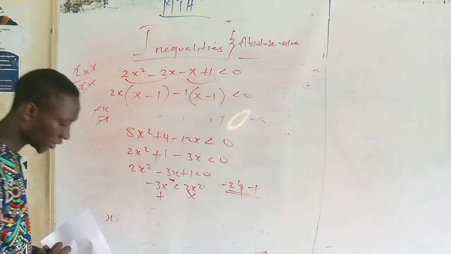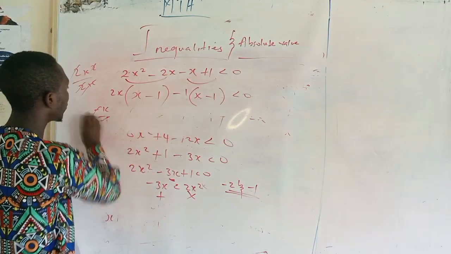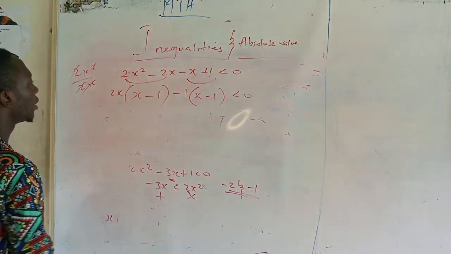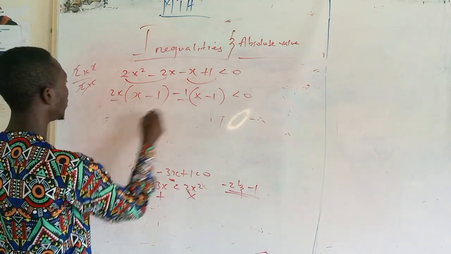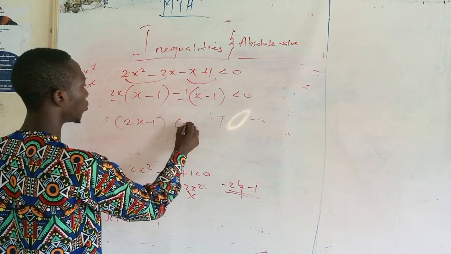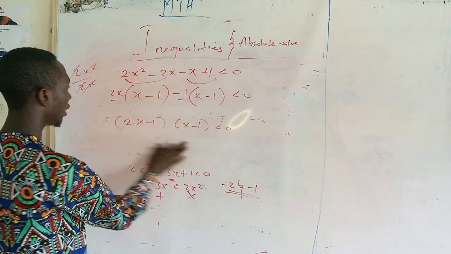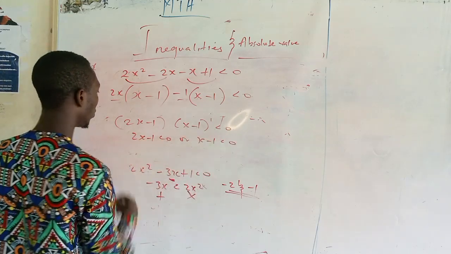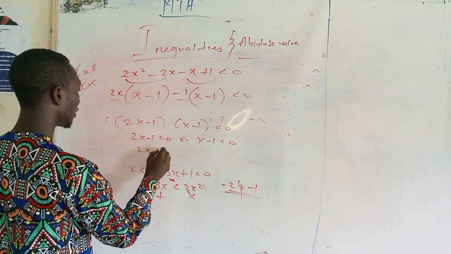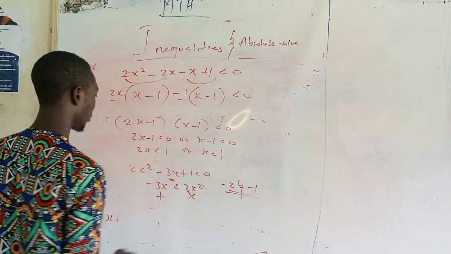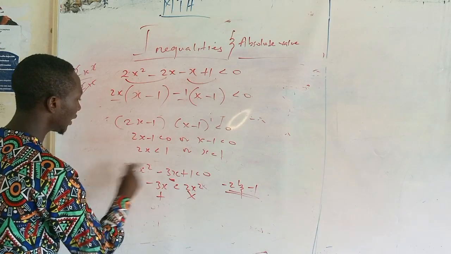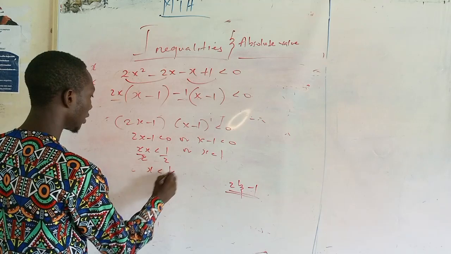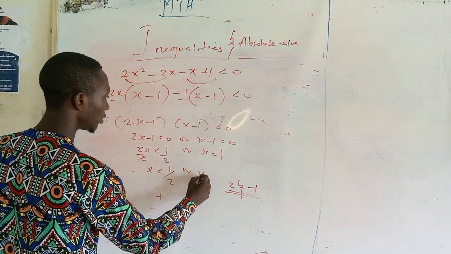Can you see the bracket is the same? So what do I do? Since the bracket is the same, I will just pick one bracket and then put this in bracket. 2x minus 1 in bracket, pick one bracket, less than 0. So now I will put everything to 0. 2x minus 1 less than 0 or x minus 1 less than 0. Collect like terms, it becomes 2x less than 1 or x less than 1. Now in this place I divide both sides by 2 to get my x. So x is less than 1 over 2 or x is less than 1.